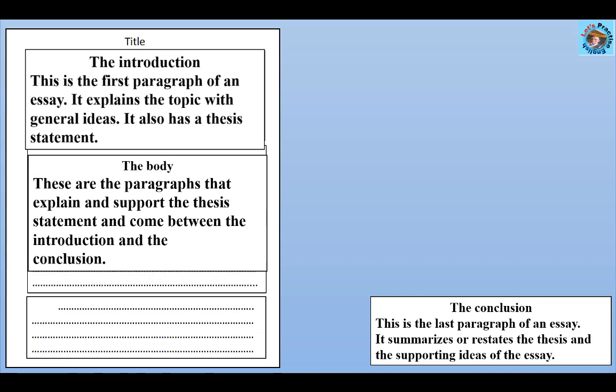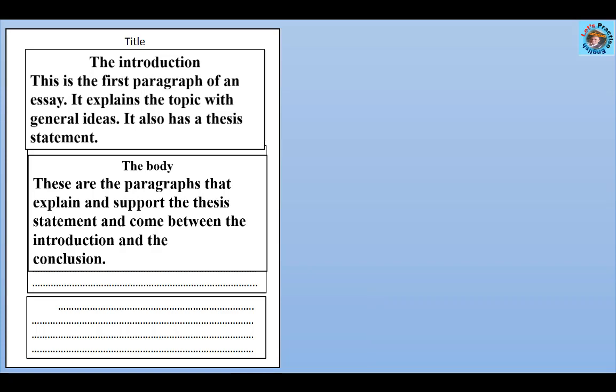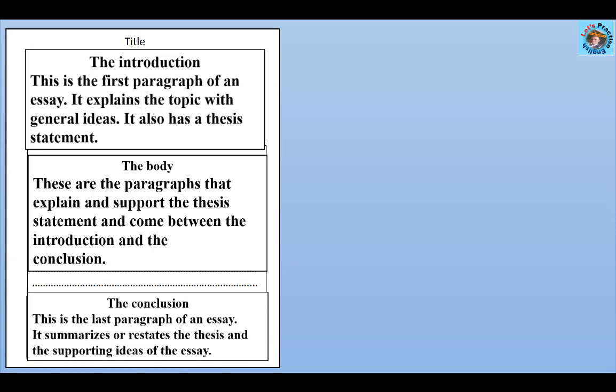The body. These are the paragraphs that explain and support the thesis statement and come between the introduction and the conclusion. The conclusion. This is the last paragraph of an essay. It summarizes or restates the thesis and the supporting ideas of the essay.